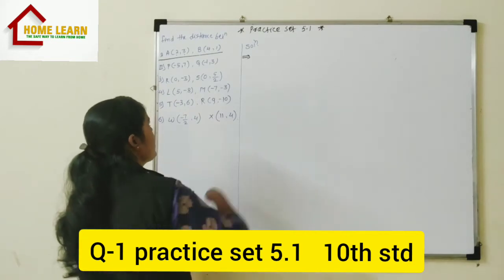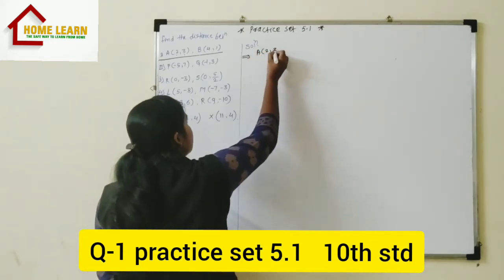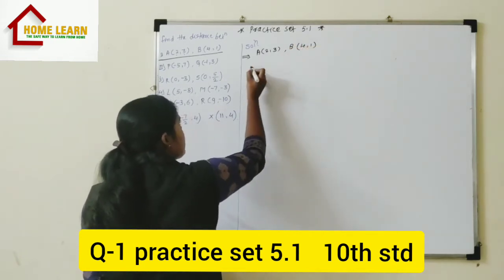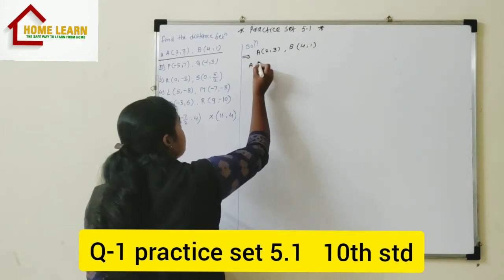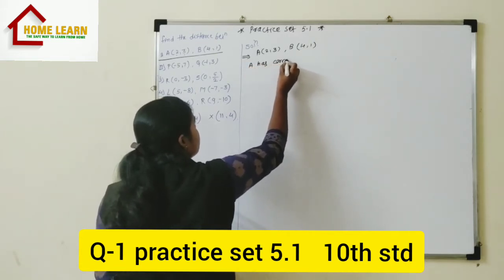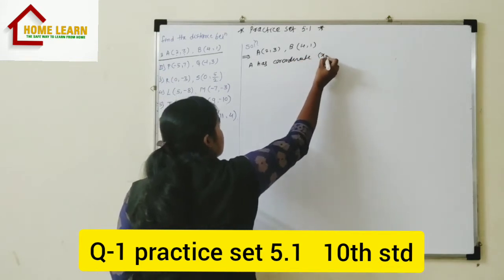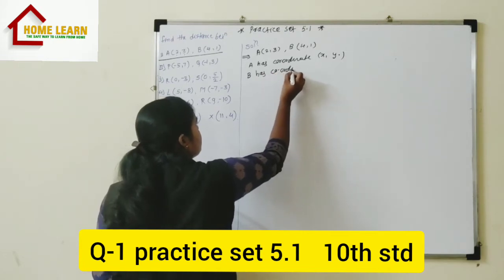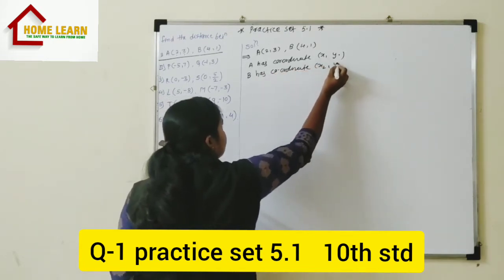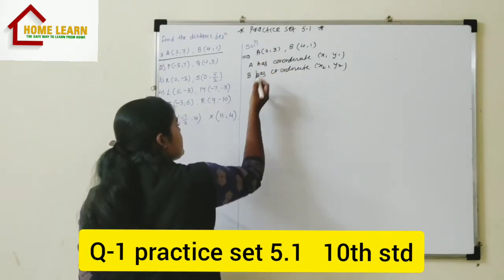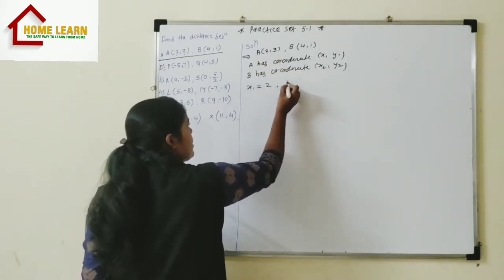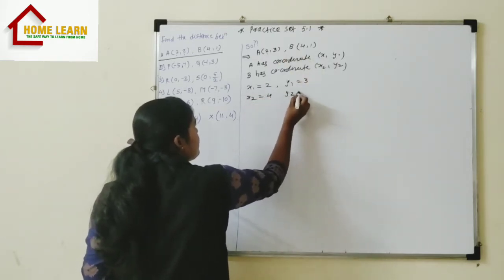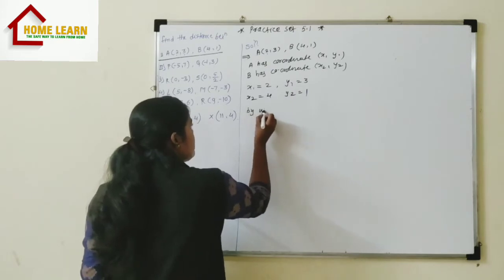There are 2 points: A is (2, 3) and the second point B has coordinates (4, 1). Let's assume that A has coordinates x1, y1 and point B has coordinates x2, y2. Then x1 is 2 and y1 is 3. For point B, x2 is 4 and y2 is 1. Let's use the distance formula.